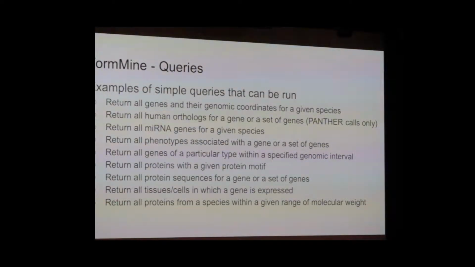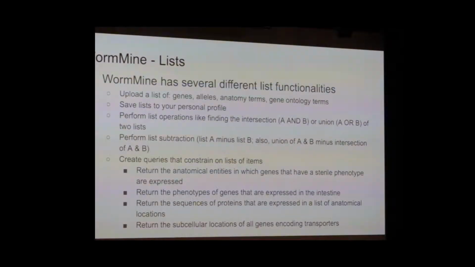You can return all proteins with a given protein motif. You can find all protein sequences for a gene or a list. And you can return all tissues or cells in which a gene is expressed, or return all proteins from a species within a given range of molecular weight. That just touches upon the variety of types of data that you can get out of WormMine for the species that I just listed before.